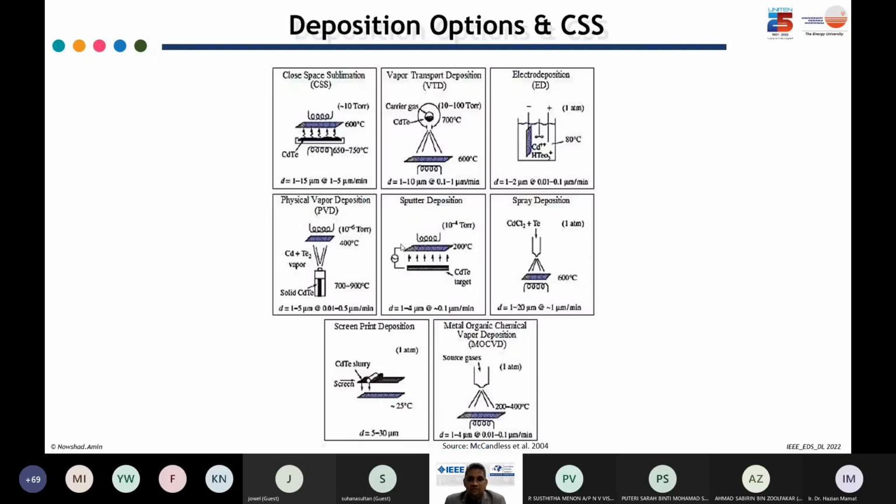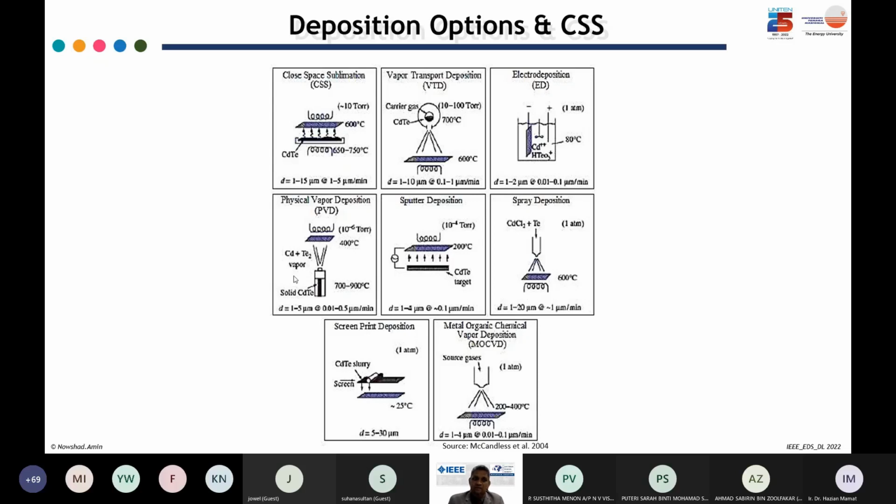Now, let me tell you about the other advantages of cadmium telluride, because it can be produced as thin films by various processes. This is one of the advantages: it can be produced by thermal vapor evaporation, by sputter deposition, by spray pyrolysis, screen printing, etc.